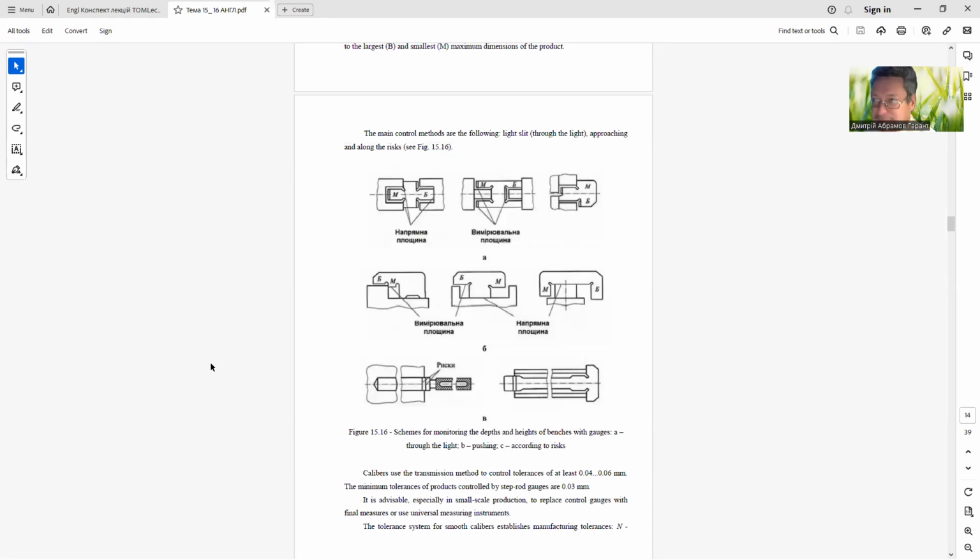So that's the last slide for today. Our lecture is finished. Do you have questions? If you have questions, please write them down in our Telegram group or on our forum. Now you need to write down this figure 15.16 in your notes. You have the time, and after that, our lecture will be finished.